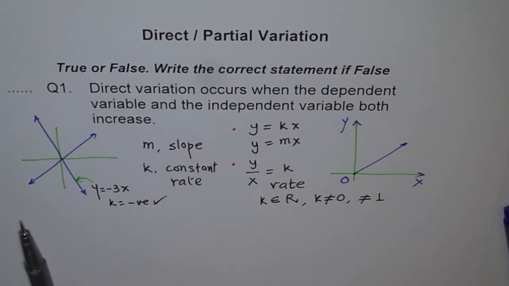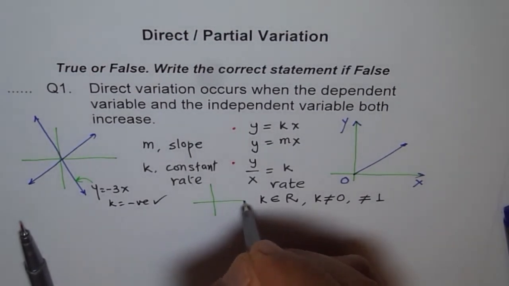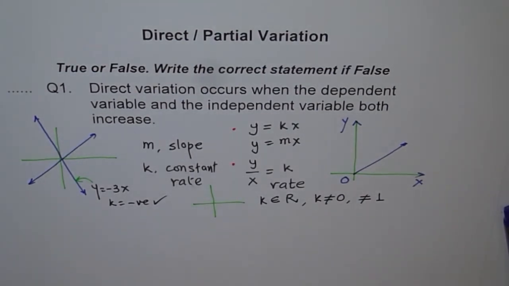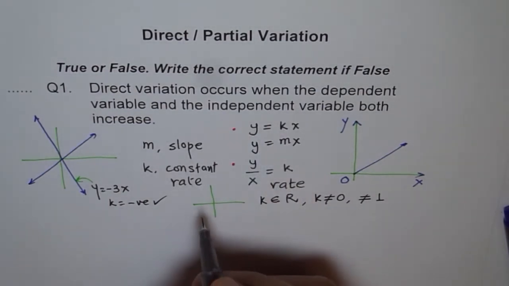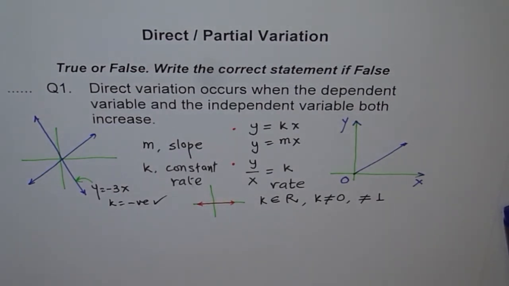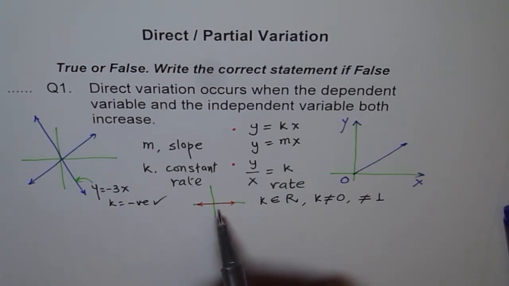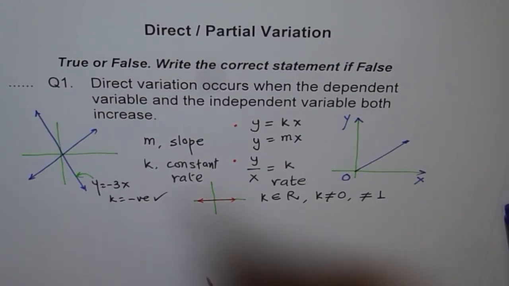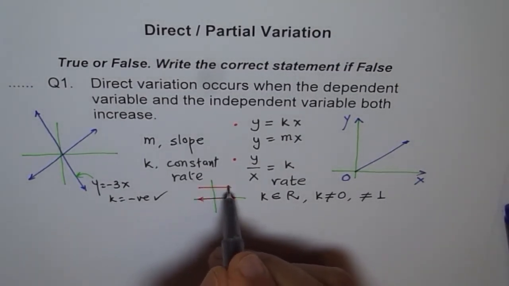If k is 0, then how will the graph look? I'll show you here. If k is 0, then y equals 0. Then we have a line here. In this line, you can see that there is no variation along the y-axis. So there is no relation between the dependent and independent variable. In fact, the dependent variable is constant and it is 0. So here the equation is y equals 0, or if I draw a horizontal line here.